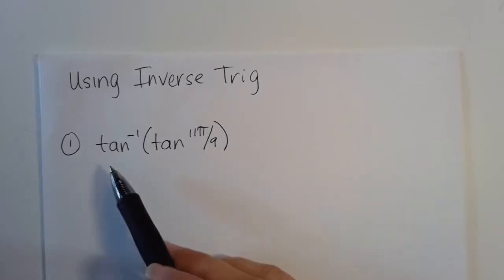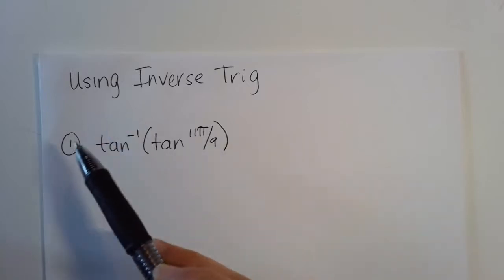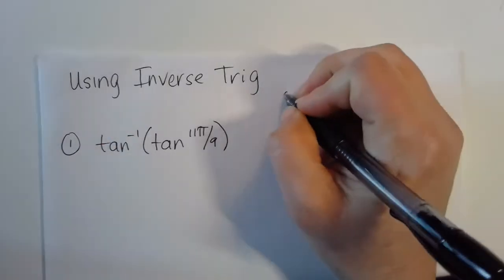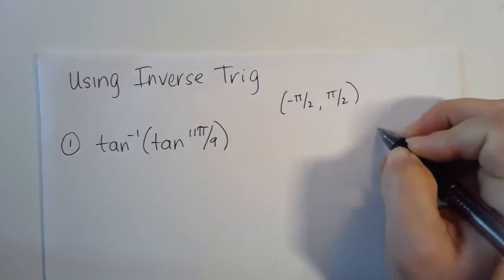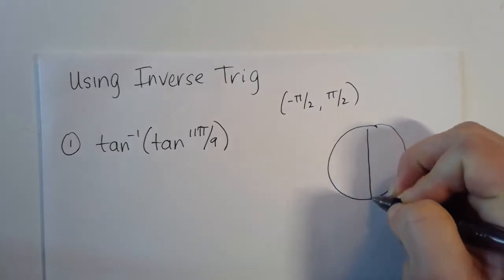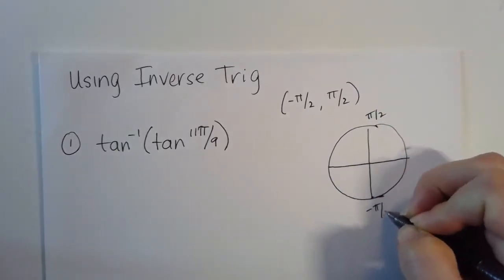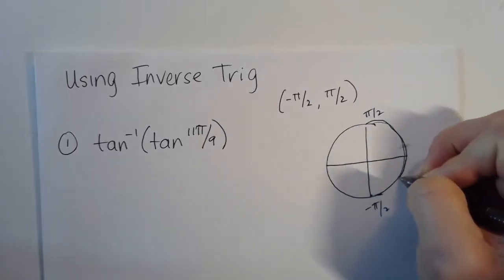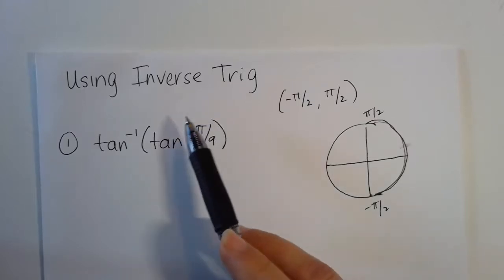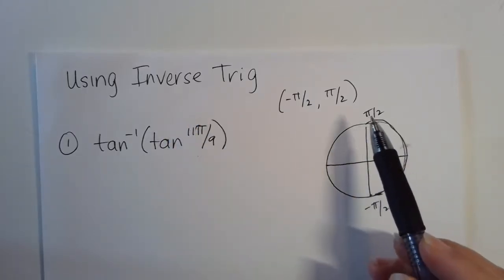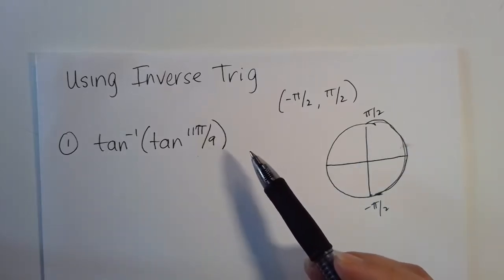Okay, so tan inverse of tan of 11 pi over 9. Now, the arctan has a domain restriction between negative pi over 2 and pi over 2. If you want to think about it in the unit circle, then that means that we're going to stay on the right side of my unit circle. So basically, my arctan has to be over here. If this tangent here was pi over 9, that would actually be over here, and my answer would just be pi over 9 then.